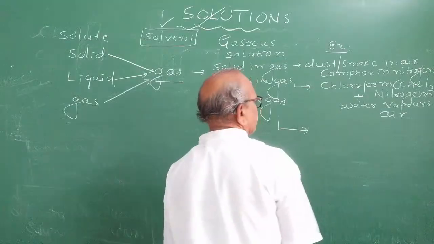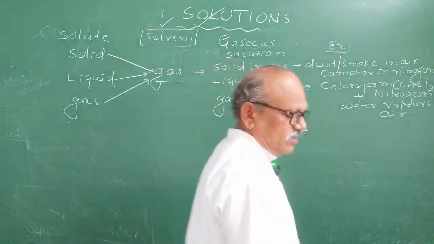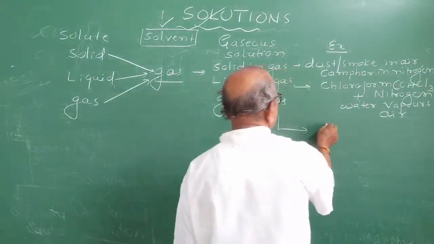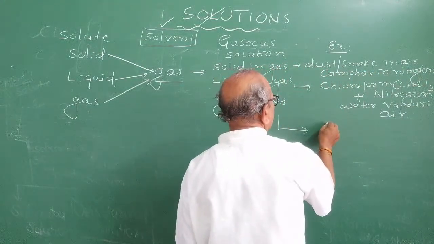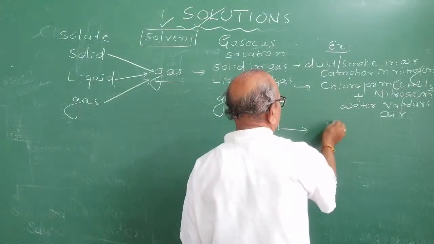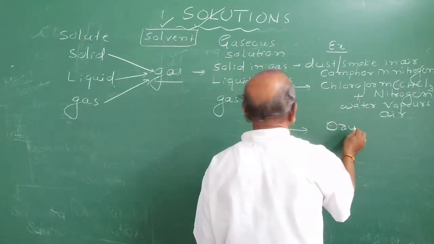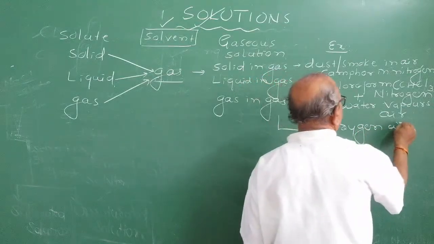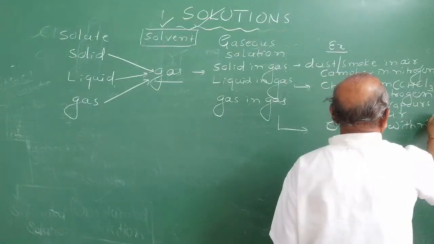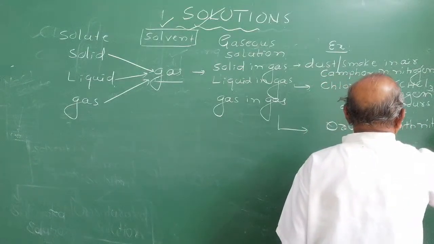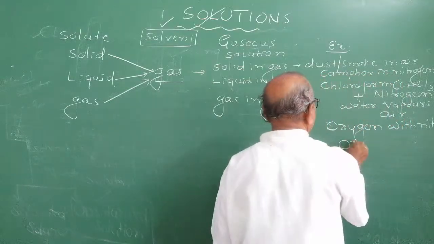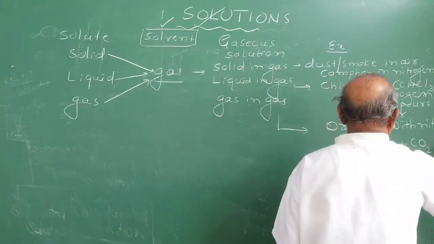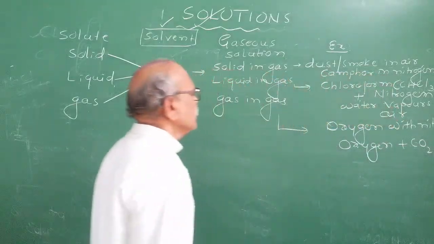Then gas in gas. Best example is the mixture of oxygen and nitrogen in the air, right? Air is a gas in gas mixture. Oxygen with nitrogen, and oxygen is present in the air with carbon dioxide, which is a gas. So these are gaseous solutions.